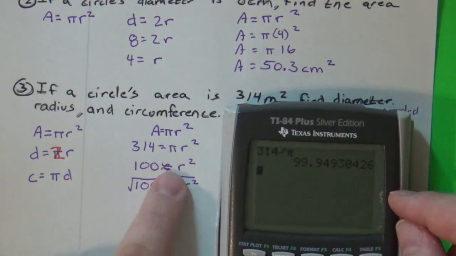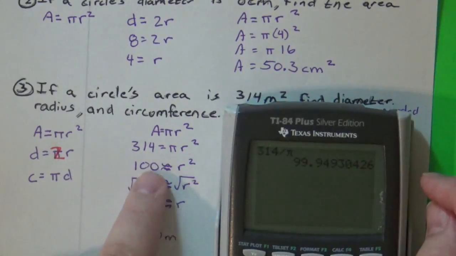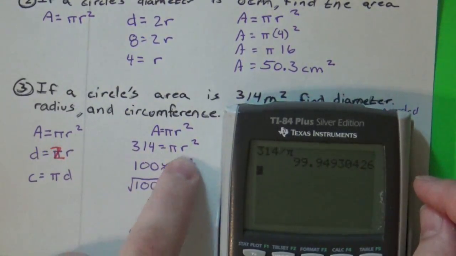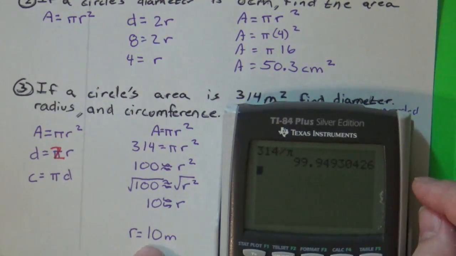So r squared is approximately 100. Knowing this, to get rid of my r squared, I have to square root both sides. And when I do, I get that 10 is equal to my r. So r is a radius of 10 meters.